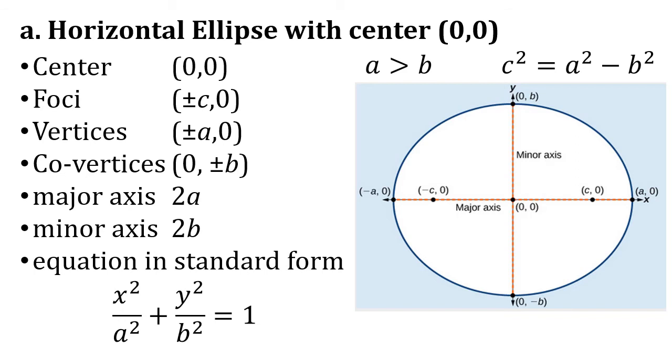So the equation in standard form is x squared over a squared plus y squared over b squared equals 1. So that's the equation in the standard form of the horizontal ellipse with center at the origin.